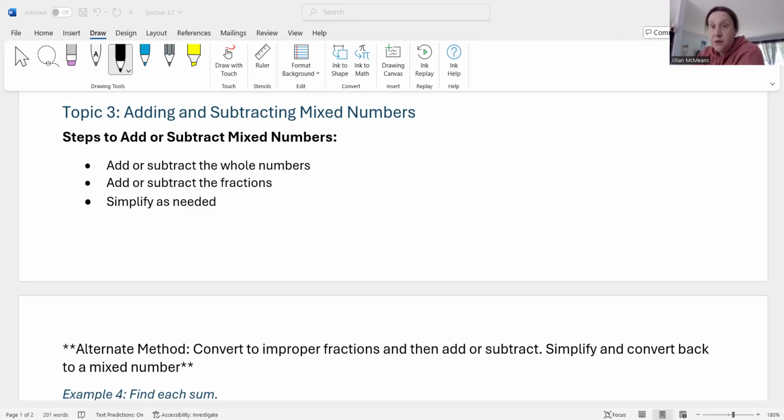Okay, in our last video for this chapter, we're going to look at adding and subtracting mixed numbers. And there are definitely two methods for doing this. There's a method that I kind of prefer, so I tend to teach it, but I'll make sure you understand that the second method exists.